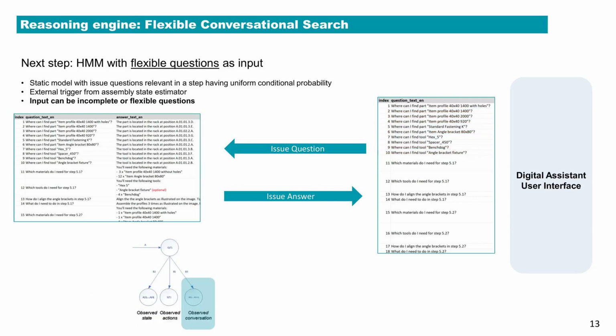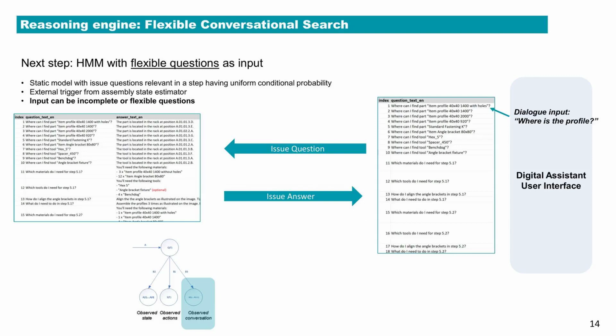The next step of the reasoning engine is to incorporate into the hidden Markov model not only the hardware signals, but the language signals, too. Also, the reasoning engine tries to see if it can handle flexible questions instead of the fixed list of questions available in the assembly knowledge store. For example, the question can be coded into the system as, where can I find part item profile 1440 by 40 with or without holes, which is a too long question.